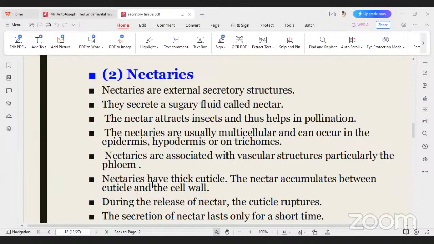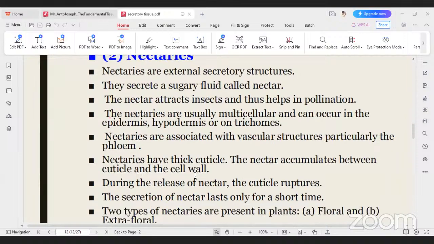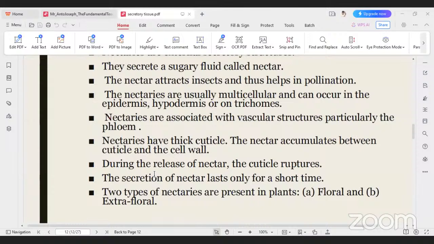Like glands, the nectary also has a thick cuticle. The nectar accumulates between the cuticle and cell wall, the same as glandular substances. The same here, the nectar chemical also accumulates between the cuticle and cell wall. During release of nectar, the cuticle ruptures. Then automatically the nectar secretes out.